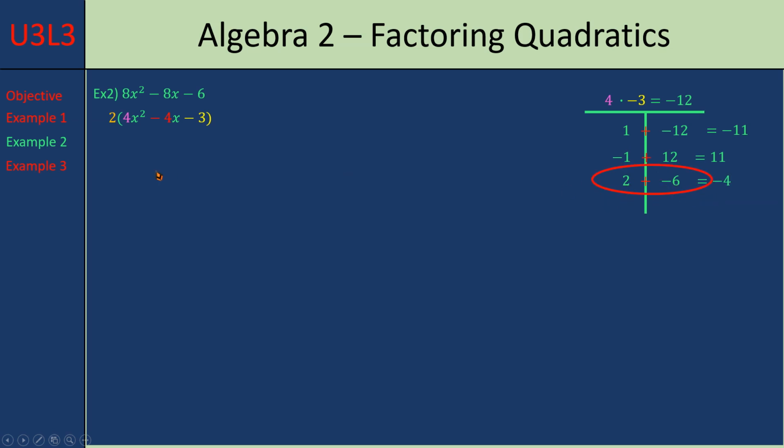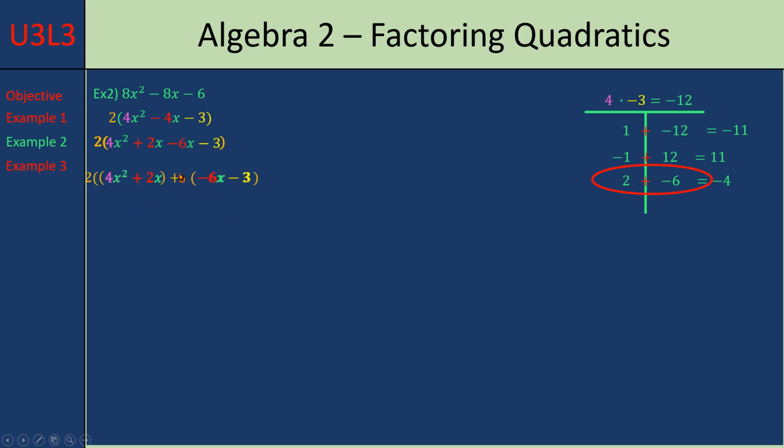So I'm going to take these two numbers and split my middle term into that. So I have this. All right, the 2 stays there, okay, guys? Don't move the 2 anywhere. The 2 stays there with you. First term stays the same. The middle term becomes positive 2 and negative 6. And the last term stays the same, which is still negative 3. Then I group them like that.